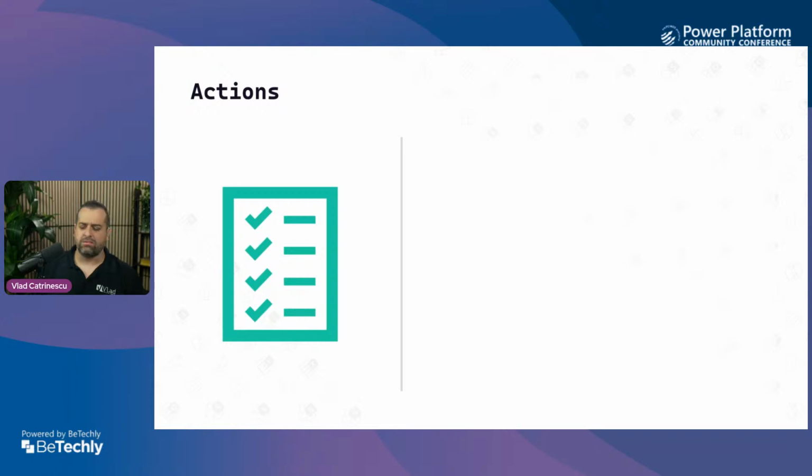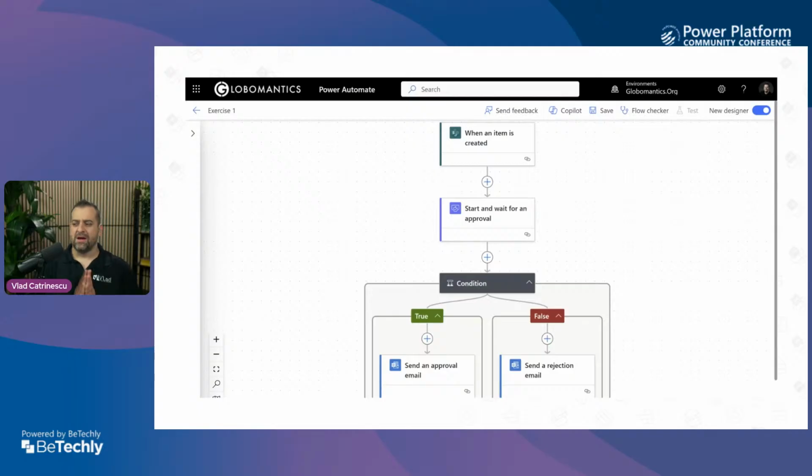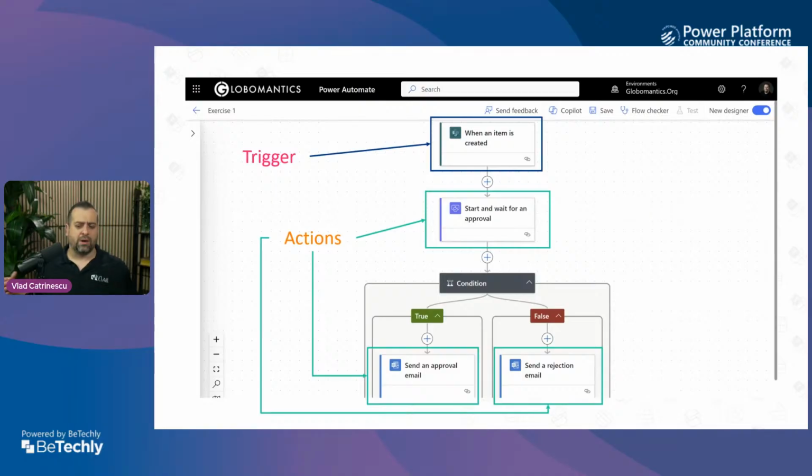The actions, well, that's a lot easier. It's every interaction with your data source. So it could be starting an approval, getting the user's manager, or sending an email. In our Power Automate flow, the trigger will always be the first thing at the top. Our flows will have one or more actions. And of course, we can also add logic controls.